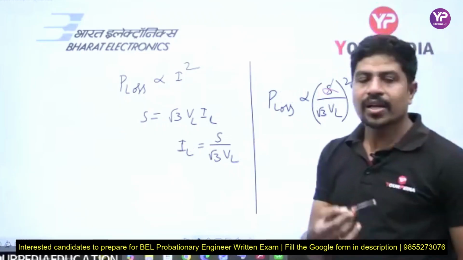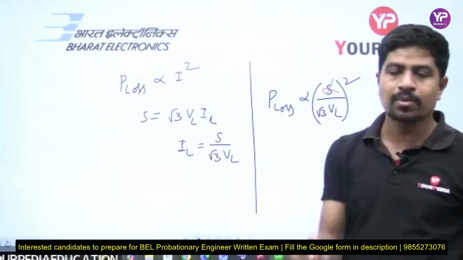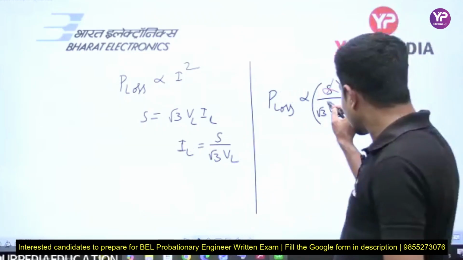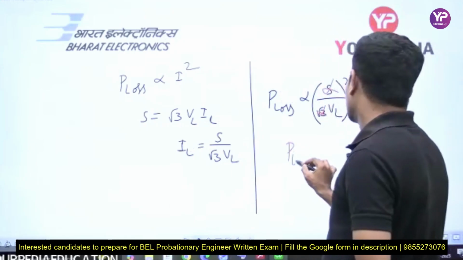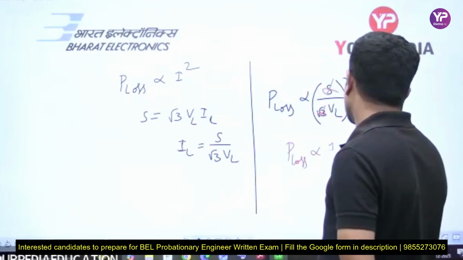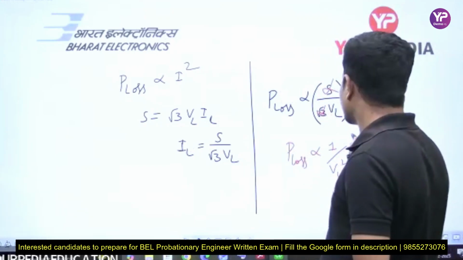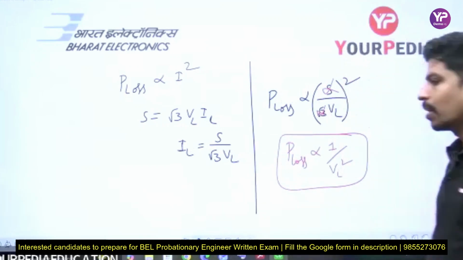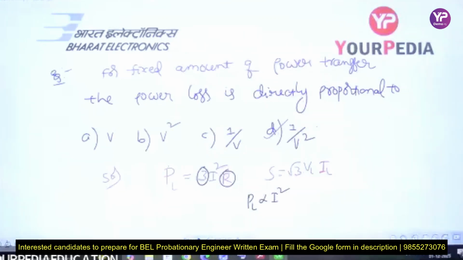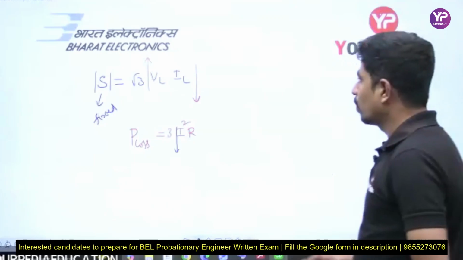That is a fixed, constant value, so I'm crossing it out. Whenever we write directly proportional, the constant should be removed. Root 3 square will be 3; remove it. Then power loss is directly proportional to 1 by VL square, or V square, whatever it is. Right? Yes or no?